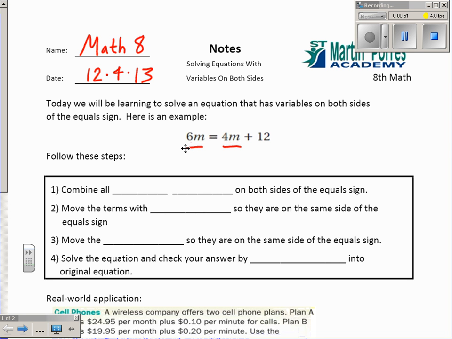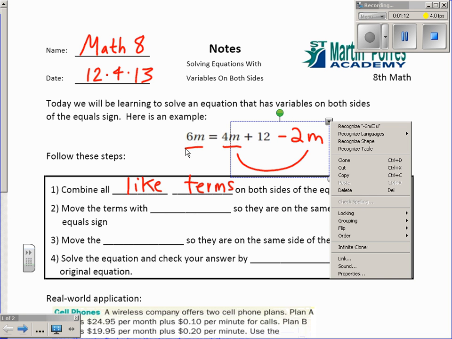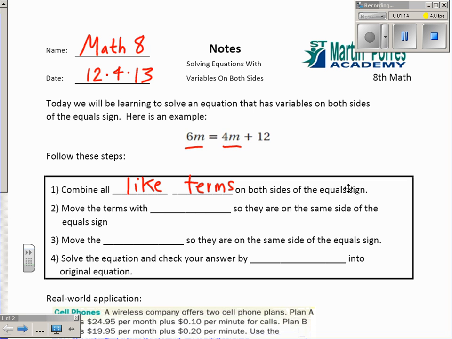Okay, so the steps: you want to first combine all like terms on both sides of the equation. In the above example, there are no terms to combine, but just be aware that if we had a minus 2m there, then we would have to combine the 4m and the 2m before we can do anything to move that 4m to the other side. And that'll make sense as we do this. All right, so we combine all like terms on both sides.